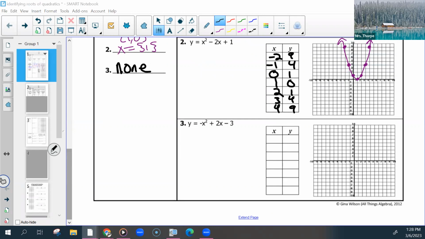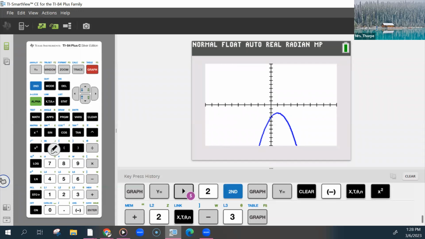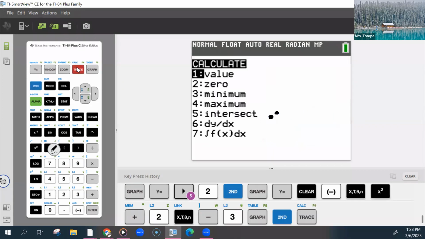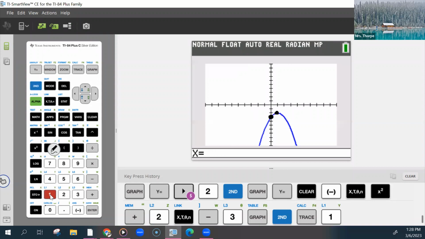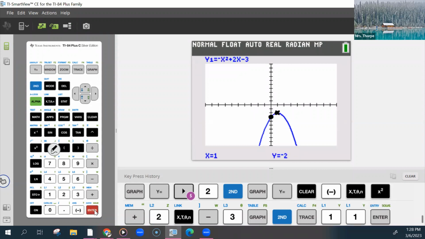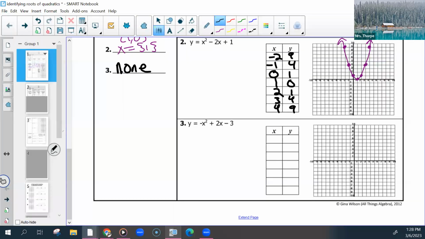Then from the graph, I see that I have a point on my y-axis, 0, -3, but that's not my vertex. The vertex should be, and that looks like it's at 1, -2, but I just want to make sure, so I'm going to use my second trace and find my value when x is at 1. And that is the case, 1, -2. So that would be the point I put in the middle.